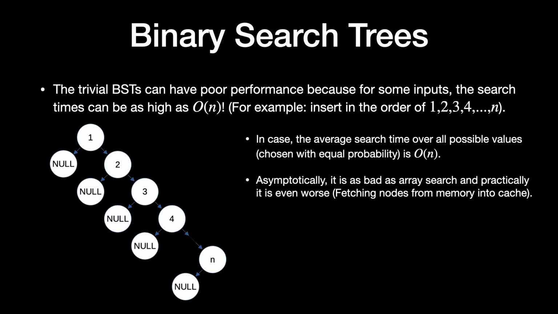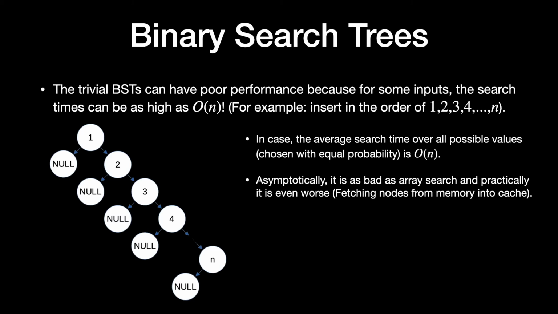In this case, the average search time is big O of n, among all values. The average insertion time is big O of n. The average deletion time is big O of n. Now, this is similar to array search or array deletion, which is big O of n. And in the case of insertion, it is even worse because in the array you can simply push to the end of the array. But practically, it is even worse than array search or array deletion.